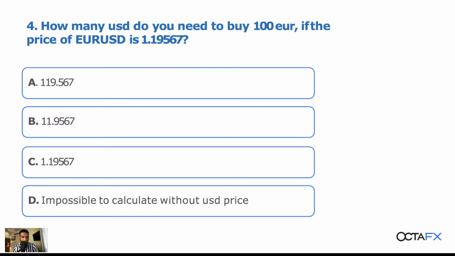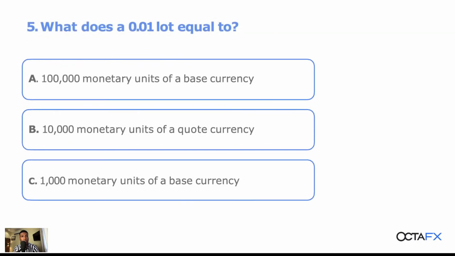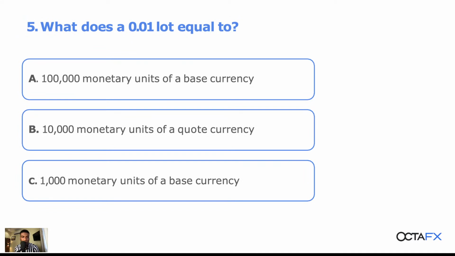Well, I hope every one of you, I can't really say the answers right now, so stick around till part 2, and you find out if you're correct or not correct. So we're going to go to the 5th question, which is, what does a 0.01 lot equal to?